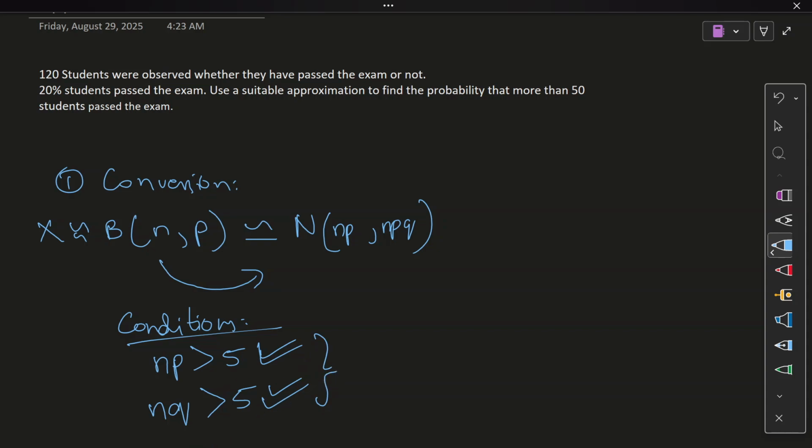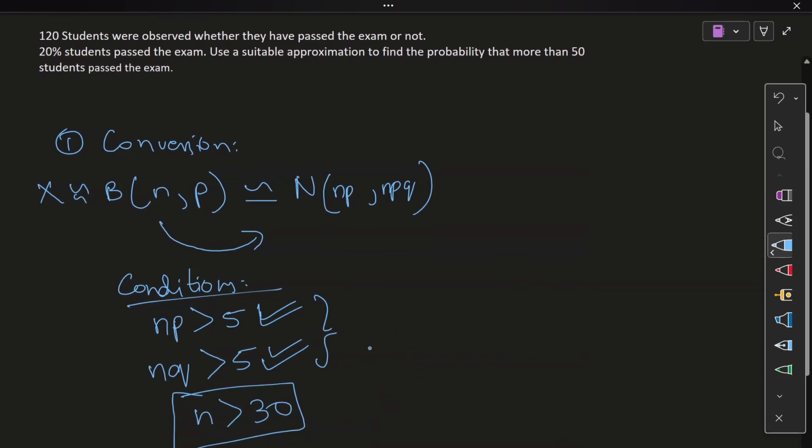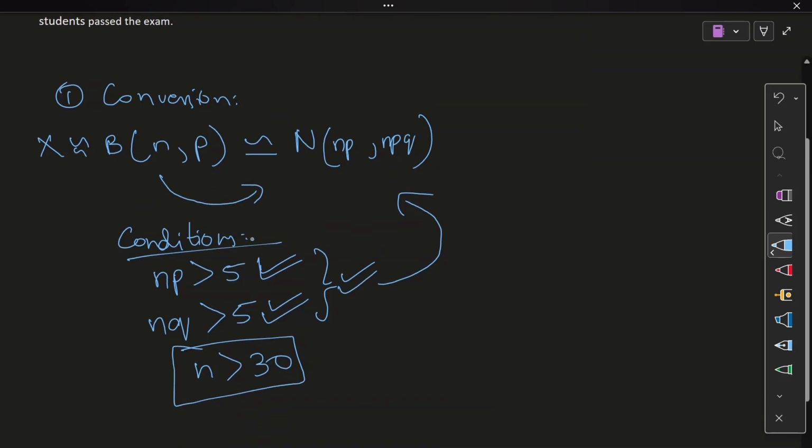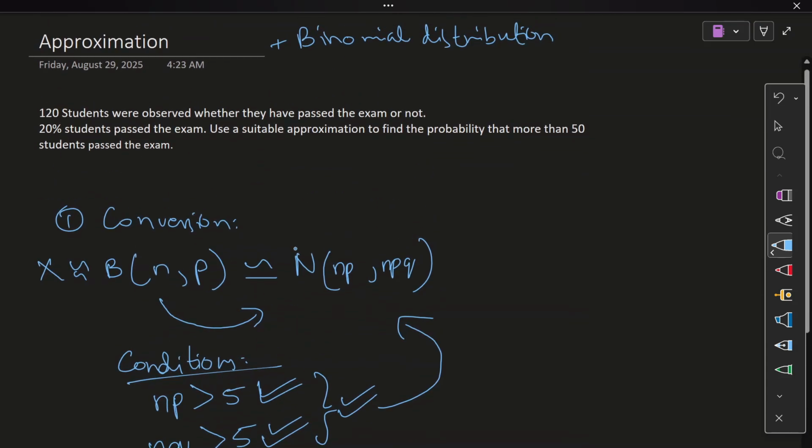Another not so important one is that n, the number of trials, is greater than 30. But this is not very relevant. You can write it, you cannot write it, it's your choice. Anyhow, these are the two conditions that need to be met to make this conversion. So the first step, make sure the conditions are met, then proceed with the notation. Now let's start with the question and move to the second step.